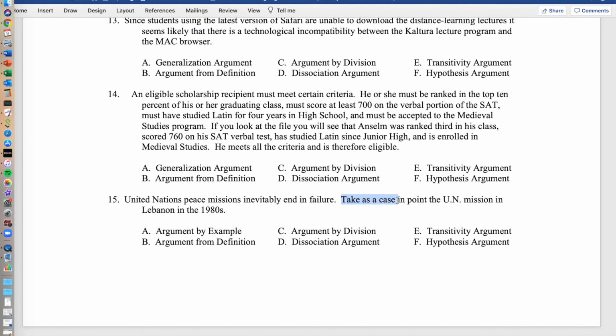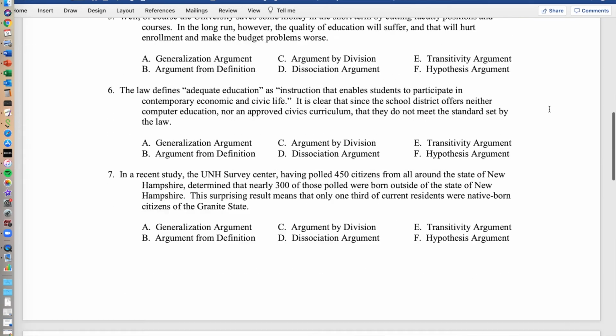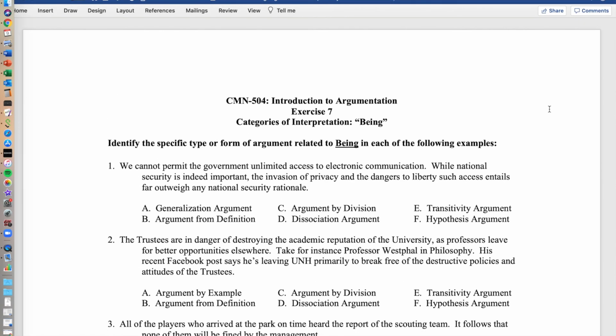This "take as a case in point" is a good clue that this is another argument by example. That is, the claim rests on the evidence of a particular case or example, in this case, the instance of the UN mission in Lebanon in the 1980s. So that's a review of the 15 examples related to the category of interpretation for being arguments.